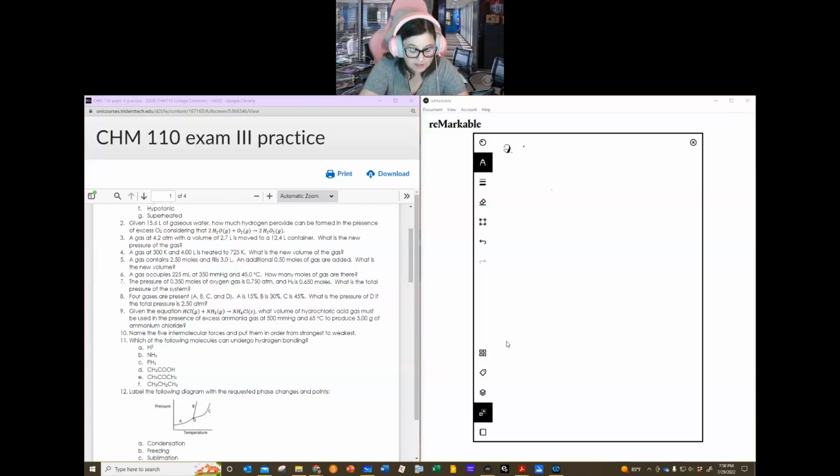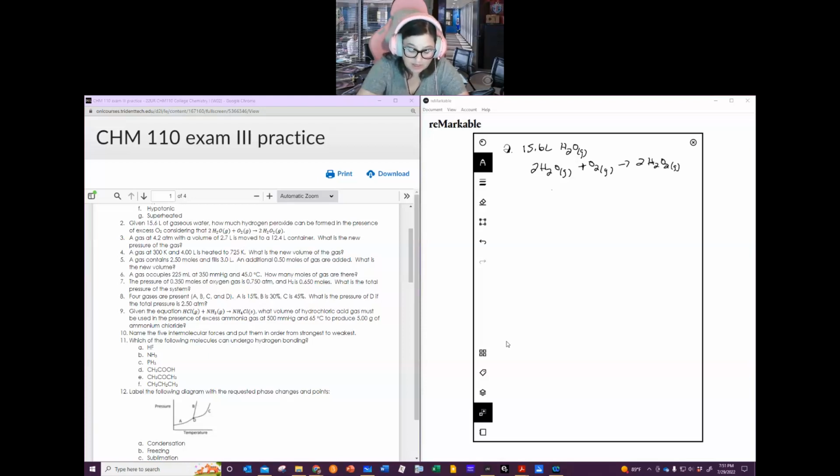Given 15.6 liters of water, gaseous water, H2O gas, how much hydrogen peroxide can be formed in the presence of excess O2, considering that H2O gas plus O2 gas goes to 2H2O2 gas. Okay, so they gave me that.